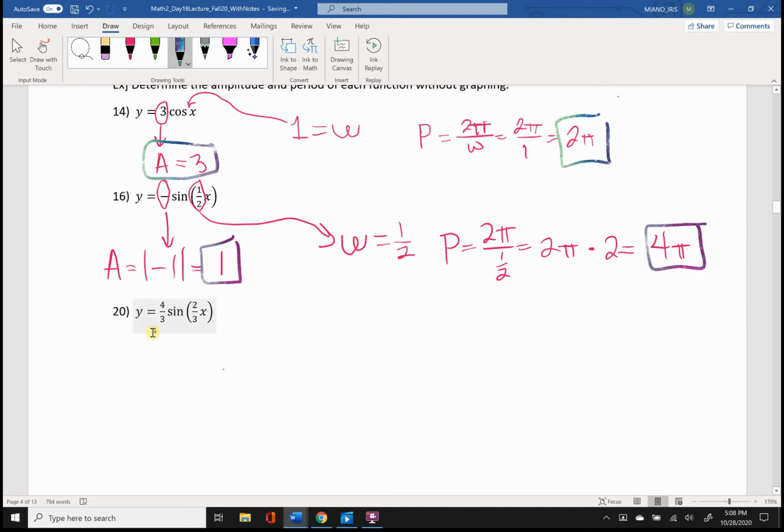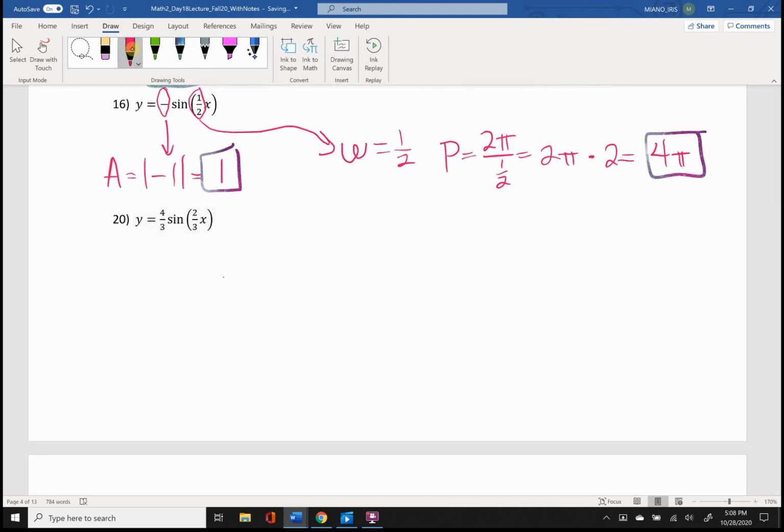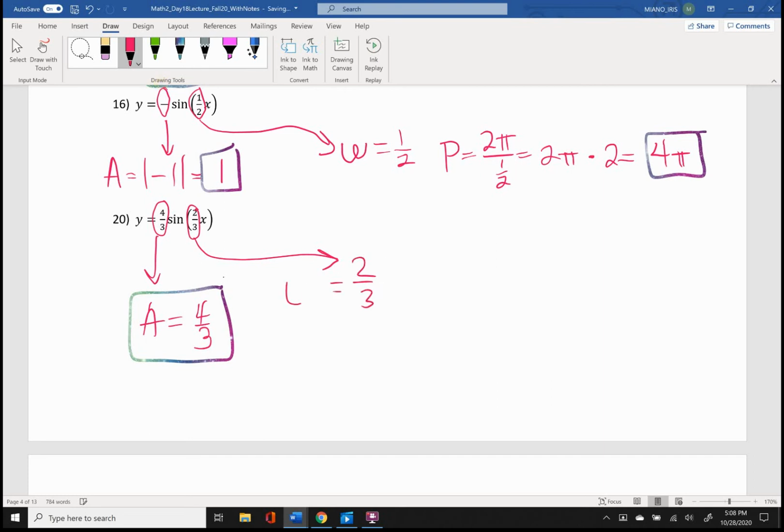Number 20, we have a multiplier in front of our sine function of 4/3, so just plop that down as your amplitude. Done deal. It was already positive, so we didn't need to take the absolute value of it. Then take the coefficient in front of your x term, 2/3, define that as your omega, and then to find the period, take that omega of 2/3 and divide it into 2 pi. When you divide by a fraction, it's the same as multiplying by the reciprocal. Those 2's will therefore cancel, and you have a period of 3 pi.